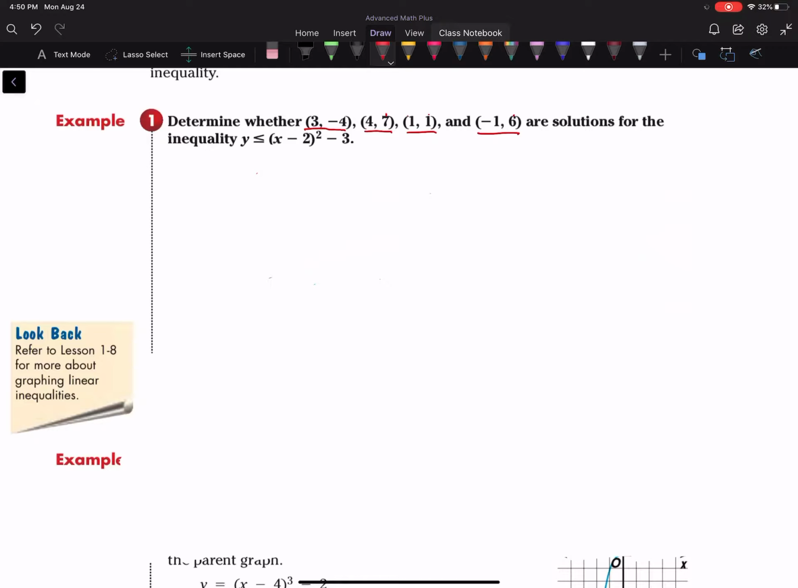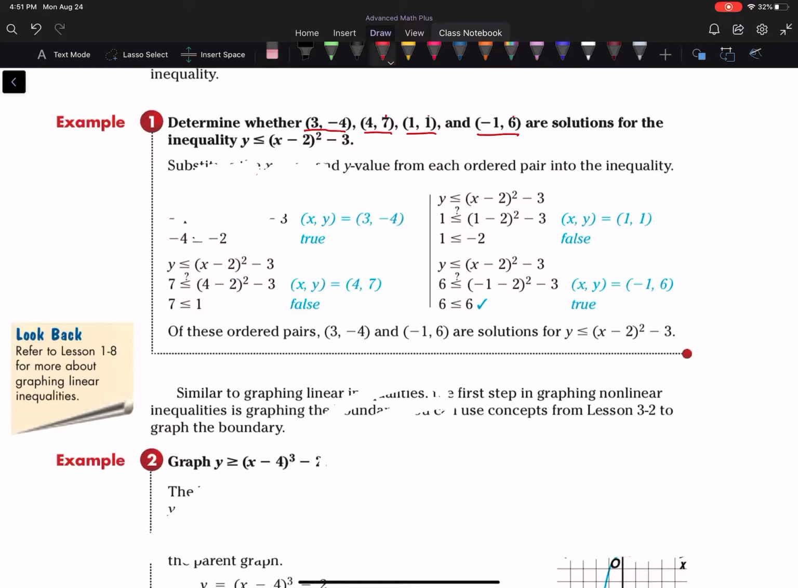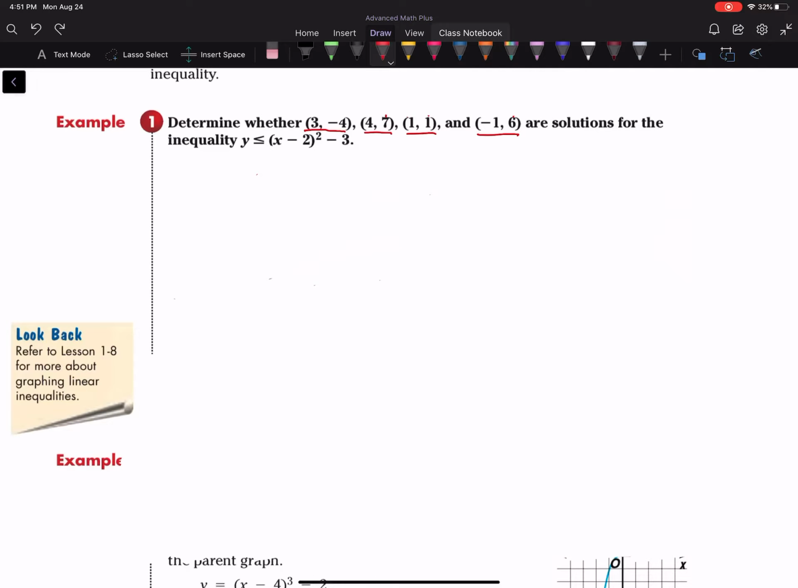So our first example, we just have 4 points, and they're asking, are they solutions to the inequality y is less than or equal to (x minus 2) squared minus 3. To figure that out, we plug in the points one at a time. I'm going to plug in (3, -4). That's my x and that's my y. We plug them into the inequality.